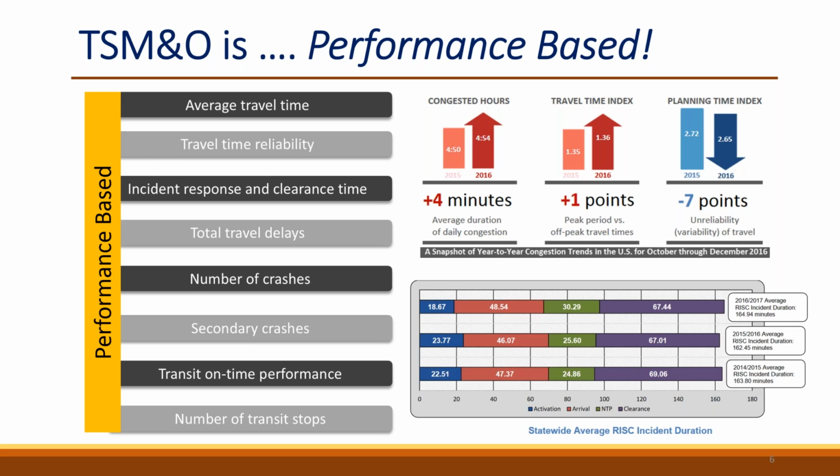Some of the mobility performance measures, as I've listed here, are the travel time reliability, your buffer index, which I did not have here, your total travel delays. And also, we have incident response and incident clearance time. These are performance measures that we could use to quantify the operational benefits of TSMO strategies.